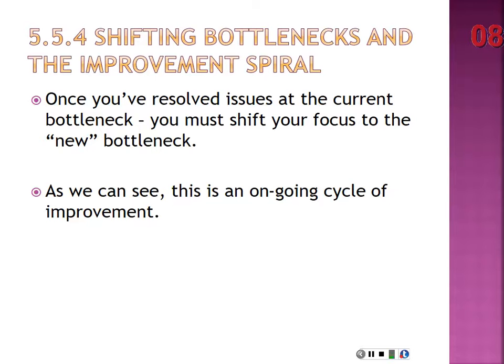So once you've resolved issues at the current bottleneck, right, you're going to have another one, right? And so you're going to shift your focus to the new bottleneck. So it's always this kind of ongoing, continuous improvement. You fix one bottleneck, you go to the next. And again, I think it's interesting, you know, at some point your bottleneck can be not enough business. And so then you have to go to your sales force and say, what is it that we can do to increase our business? So again, it's an ongoing cycle of improvement.